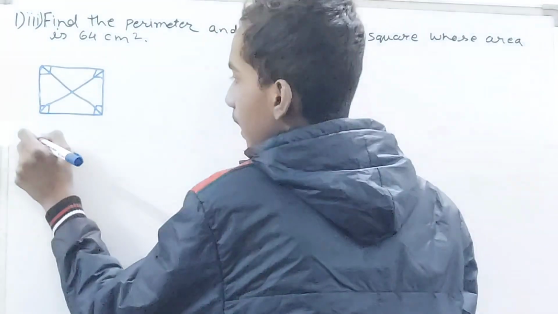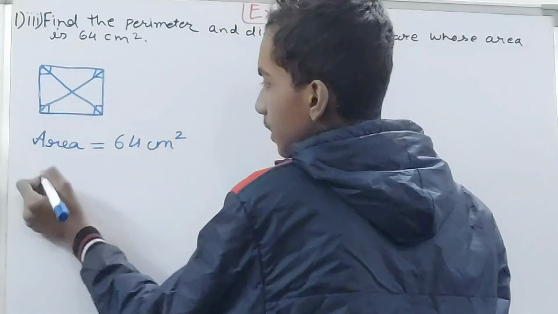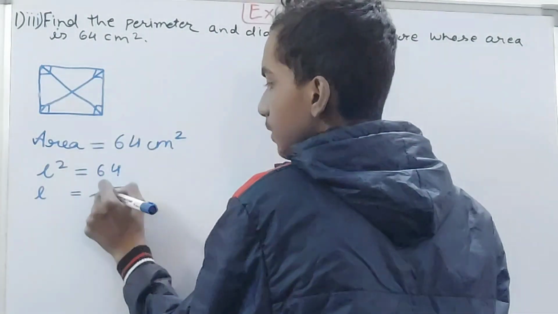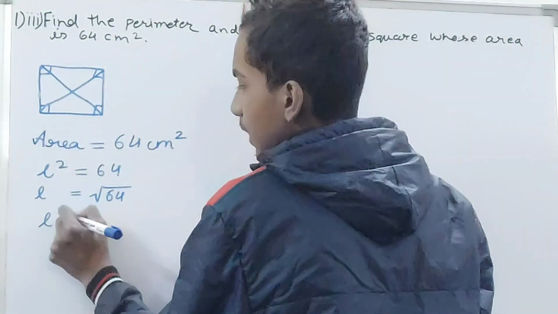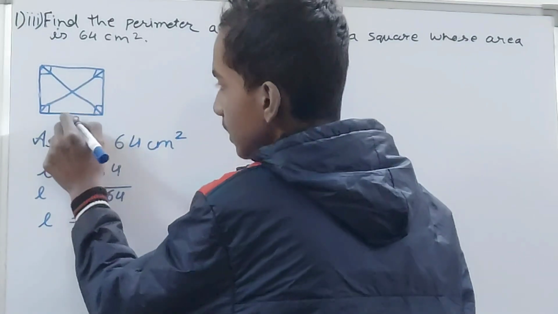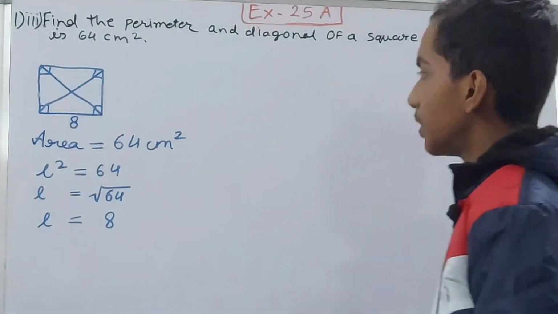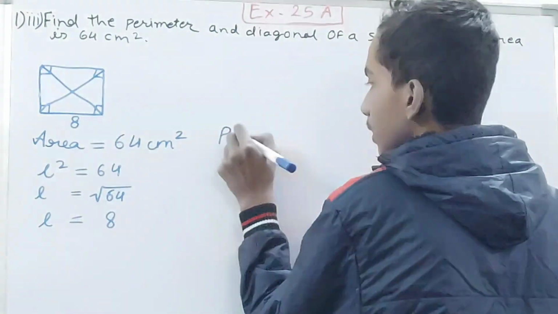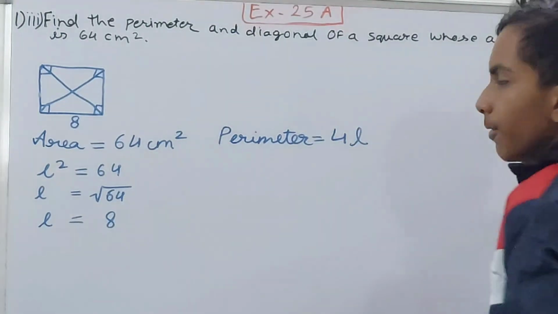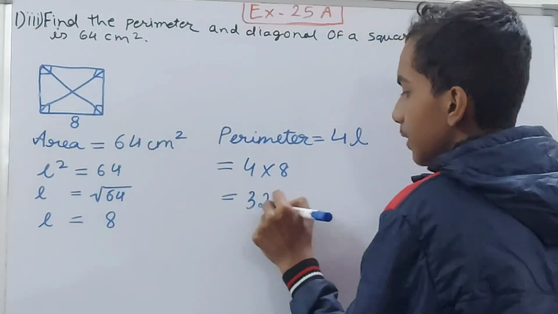First of all, we have the area as 64 square centimeters. So you can say that L square is equal to 64. So L is equal to under root of 64. This will be 8, right? We all know 8 into 8 is 64. So I've written the length of each side, 8 here, 8 here, 8 here, 8 here. Now we have to find two things. First, perimeter. That is 4L, 4 into side, that is 4 into 8, that's your 32 centimeters.